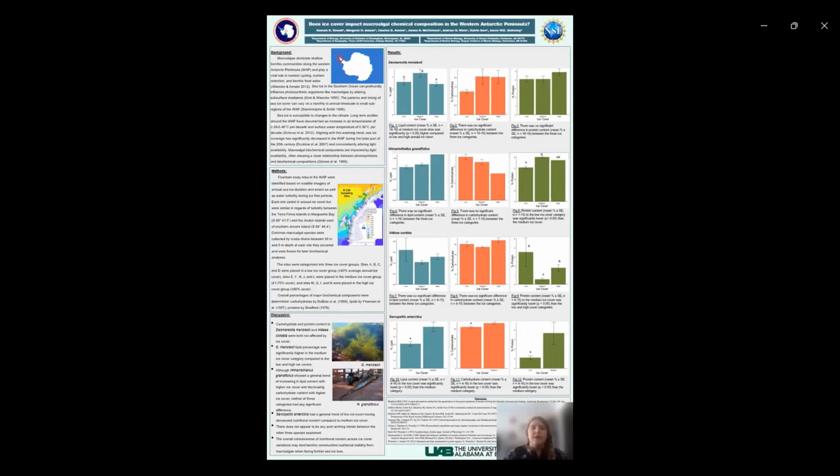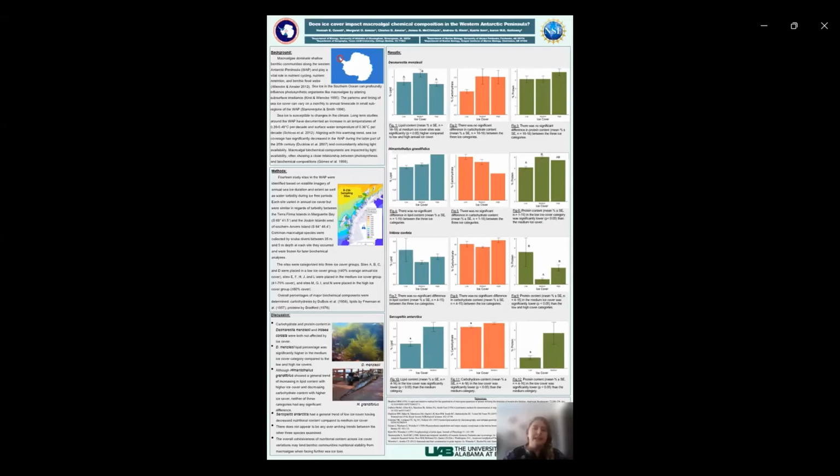Desmarestia was found to have no significant difference in its carbohydrate or protein content. However, it did have significantly more lipid content in its medium ice cover category compared to low and high ice cover. However, there was not a general trend across ice cover for their lipid content.